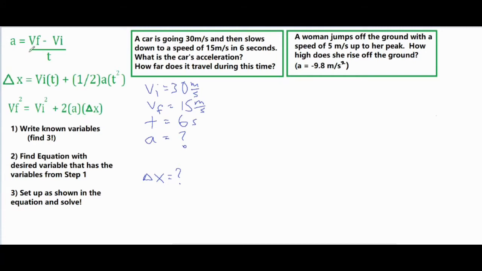Do I have VF? Yes. Do I have VI? Yes. Do I have time? Yes. So I have the three known variables, and it has the desired variable that I want, which is the A. If that one didn't work, then I want to go ahead and look at one of my other formulas, and it is very likely that one of those is going to work out. So let's go ahead and solve for the acceleration using that first formula.